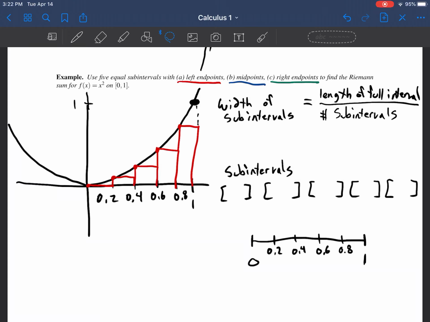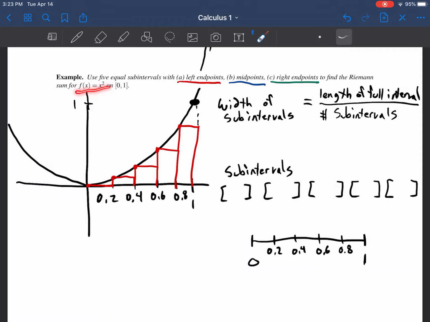Now we're going to try this example. So it says use 5 equal subintervals with left endpoints, midpoints, and right endpoints to find the Riemann sum for f of x equals x squared on 0 to 1. Okay, so Riemann sum, that just means we're trying to approximate the area underneath the curve x squared.